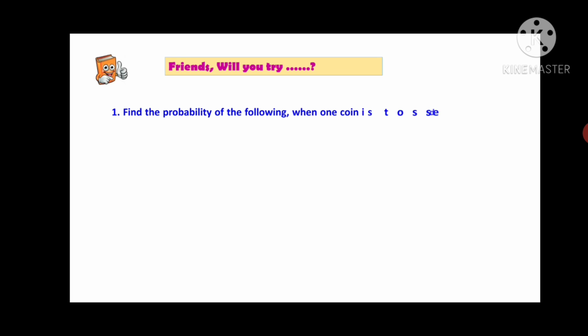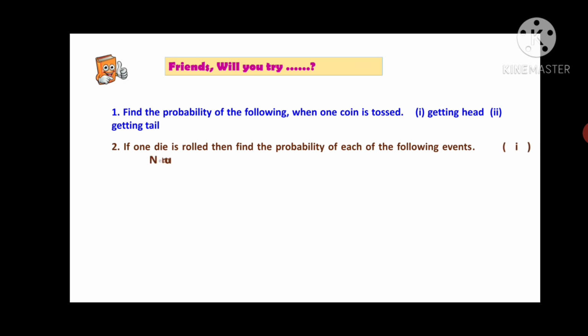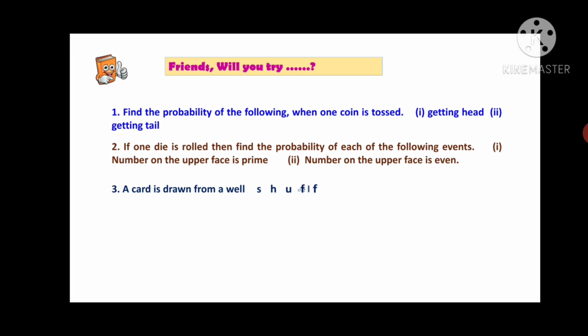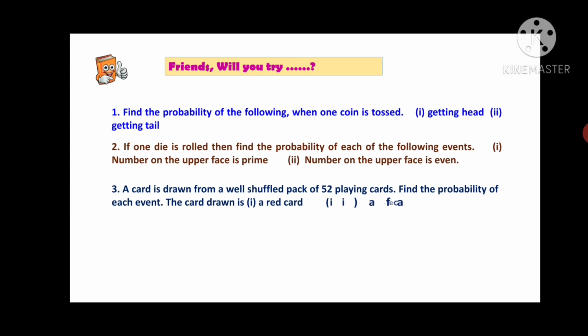Find the probability of the following when one coin is tossed: getting head, or getting tail. Second, if one die is rolled, then find the probability of each of the following events: number on the upper face is prime, number on the upper face is even. A card is drawn from a well-shuffled pack of 52 playing cards. Find the probability of each event: the card drawn is a red card, a face card.